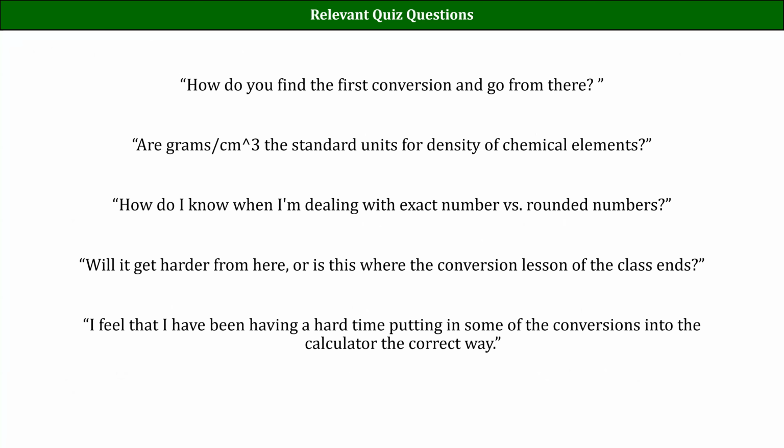All right, relevant quiz questions. We're going to do some practice with this. How do you find the first conversion? How do you know where to start? Basically, it's kind of like doing a jigsaw puzzle.